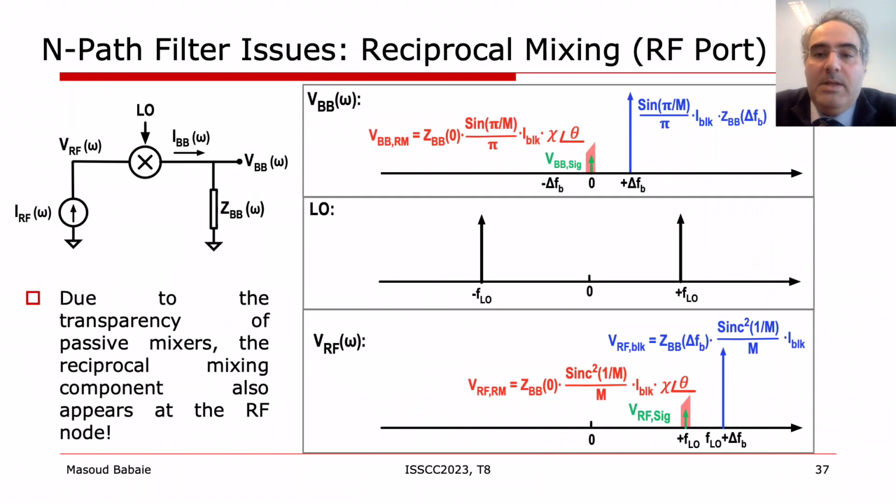The reciprocal mixing component is not only present in the baseband voltage but also at the RF port of the mixer. The reciprocal mixing, together with the desired signal in the baseband, mix with the positive sideband of the LO and appear at the RF port. Consequently, the undesired reciprocal mixing term is present both at the baseband port and RF port of the mixer.